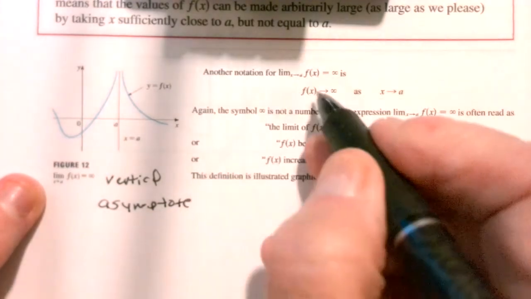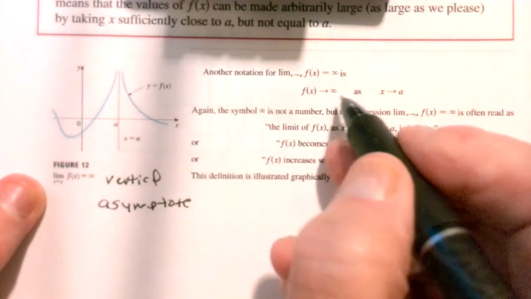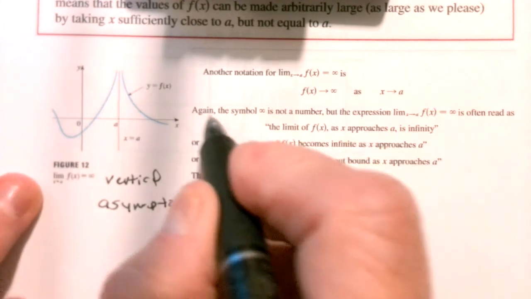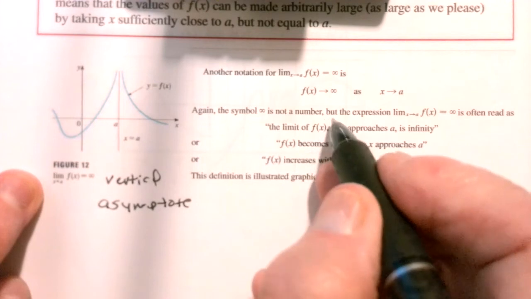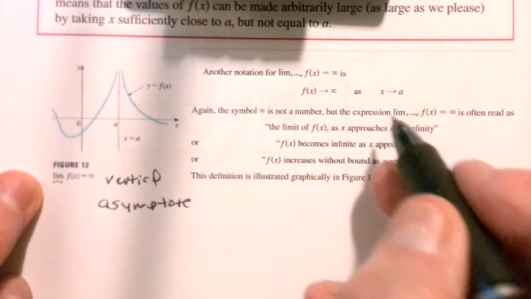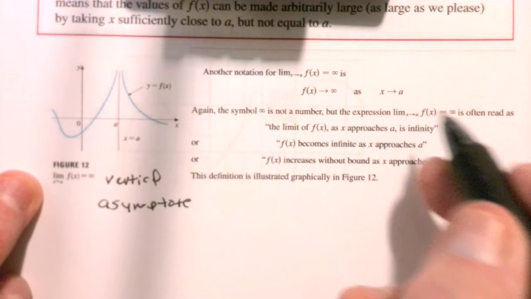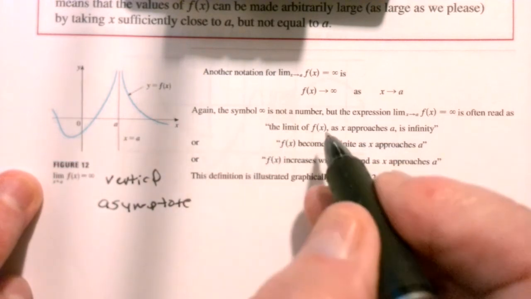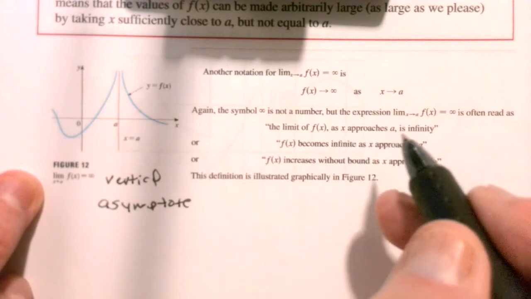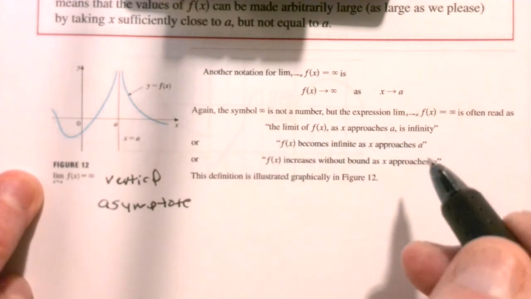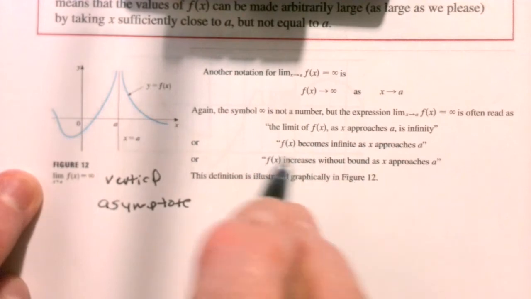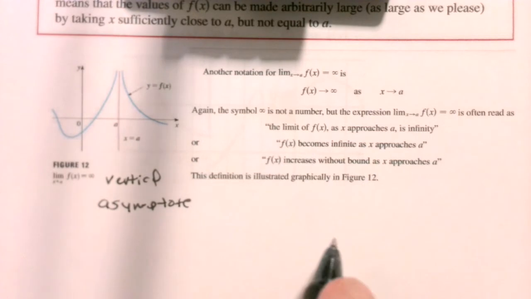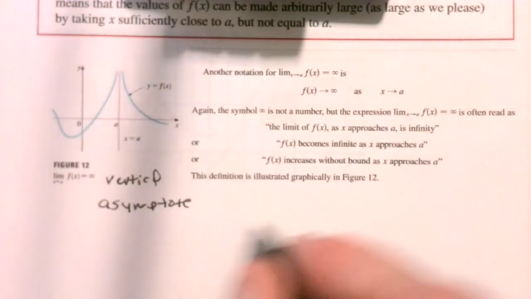So another notation for this is that f of x is going towards infinity as x approaches a. Again, the symbol infinity is not a number, but the expression, the limit as x approaches a of f of x equals infinity, is often read as the limit of f of x as x approaches a is infinity, or f of x increases without bound as x approaches a. So this is just an example of that.